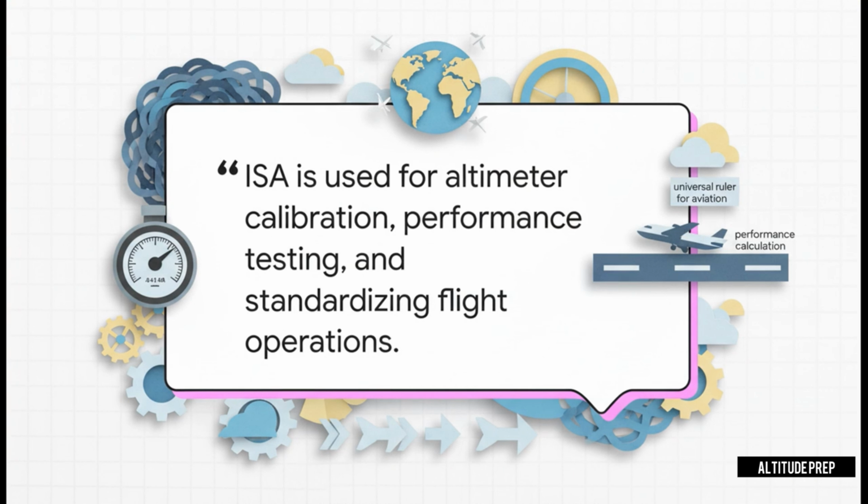So think of ISA like this. The real atmosphere is messy, and it's changing all the time. To make any sense of it, we need a fixed, universal ruler that everyone in aviation agrees on. That's ISA. It is our baseline, our reference point for calculating performance and measuring altitude.